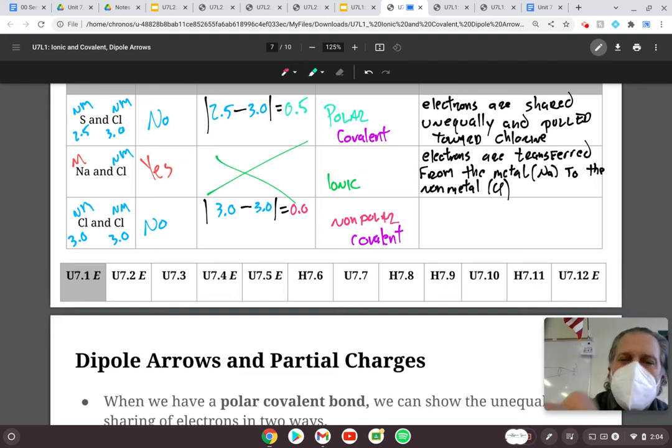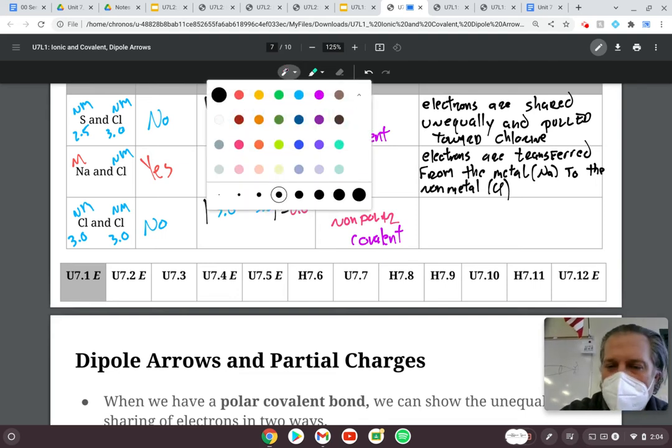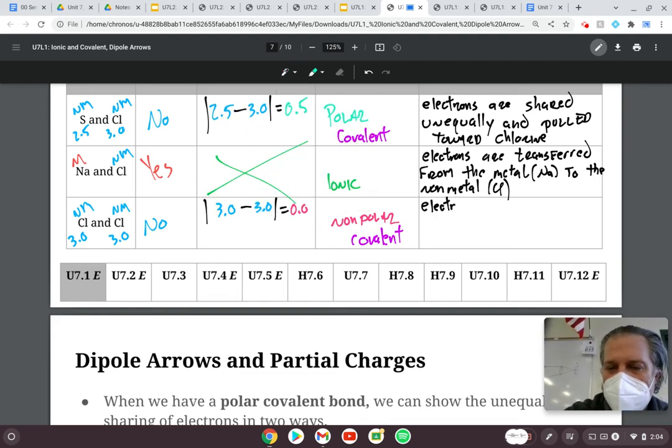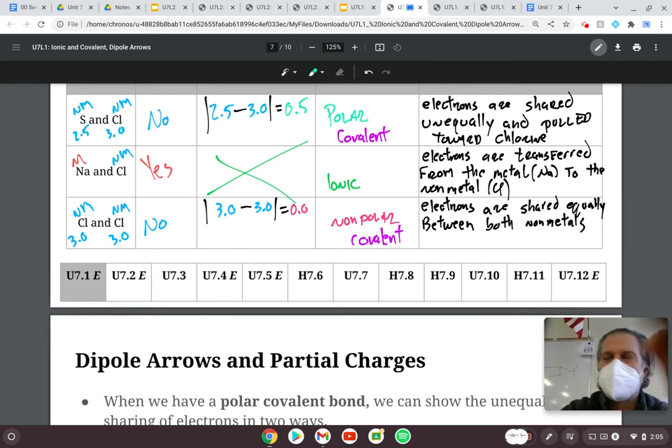So what are the electrons doing in this one? Well, the electrons are shared equally between both nonmetals. Questions about this?